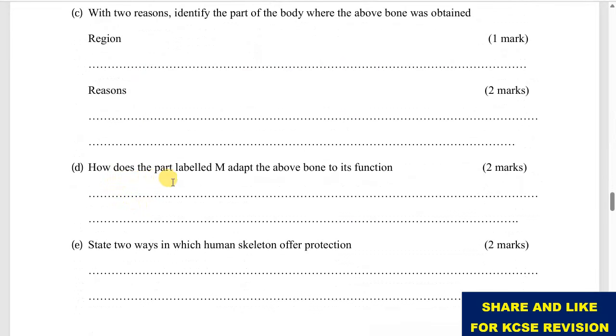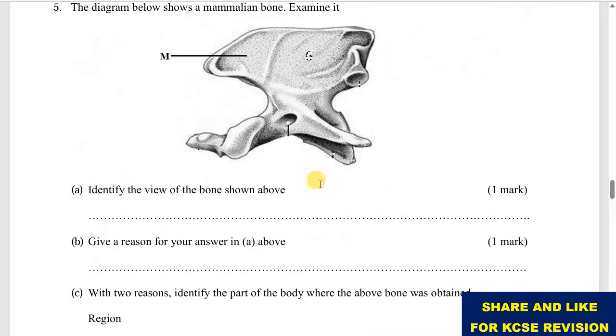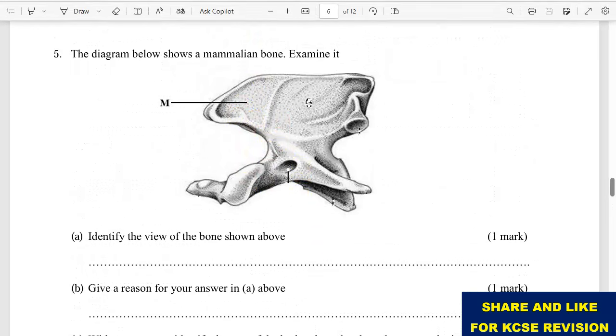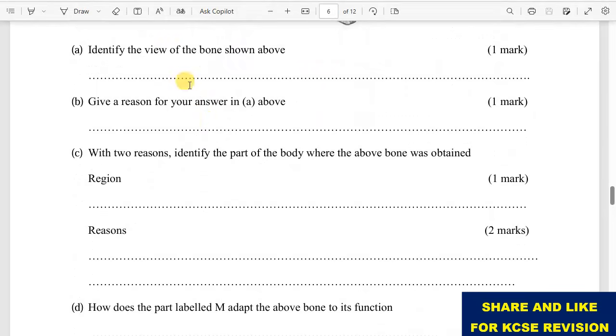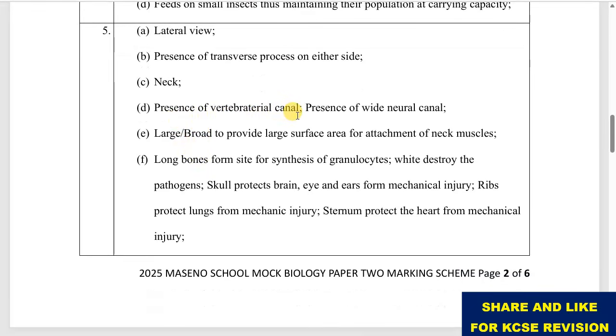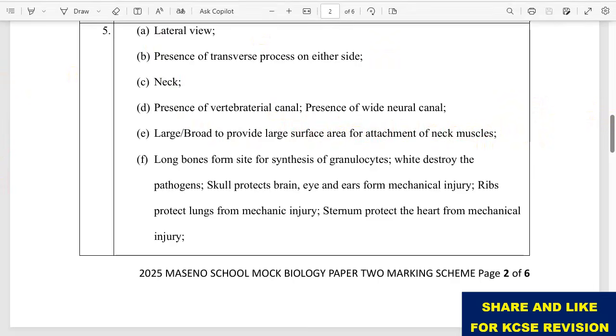How is the part labeled M adapted to its function? Presence of vertebral canal, large and broad to provide large surface area for attachment of the neck muscles. That is how M is adapted to its function.